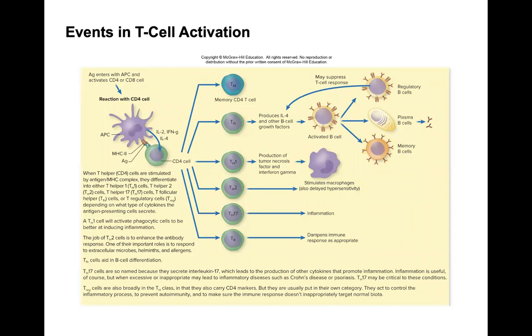So as the antigen enters the antigen presenting cell and activates the CD4 and CD8 cells, you get this reaction here. When the helper T cells are stimulated by the antigen MHC complex, they then differentiate into helper T cell 1, helper T cell 2, helper T cell 17, and other types of T cells. These T cells will then go on to activate various other aspects, whether it be activation of B cells, which will start to produce plasma cells and then produce antibodies. That's the ultimate response here. Some of these other ones can end up stimulating macrophages, and you can also stimulate things like inflammation or other responses of the immune system.